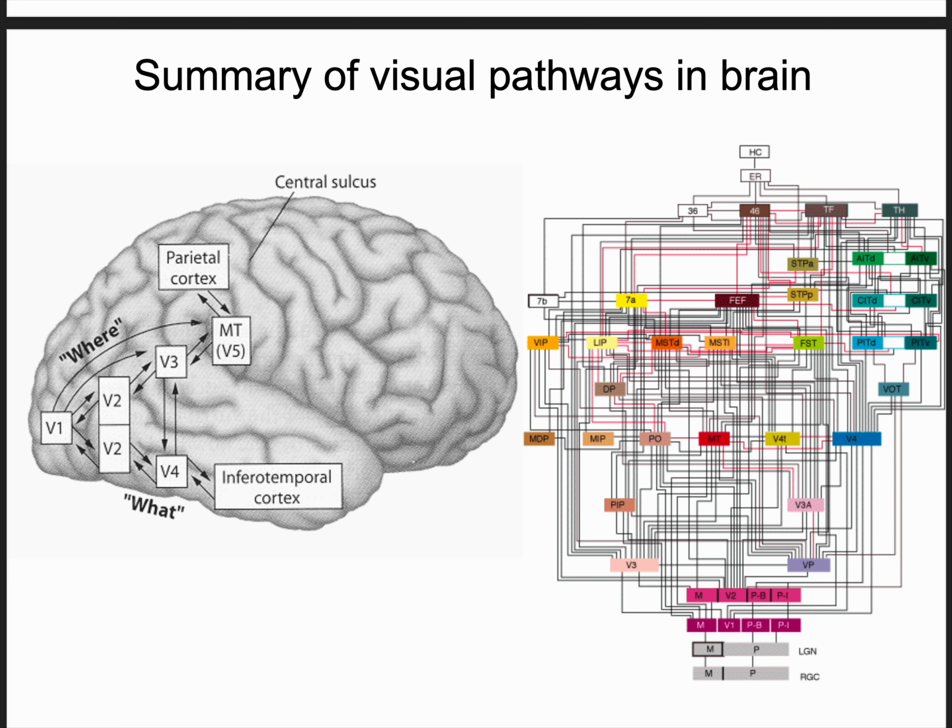Summary of visual pathways in the brain. Central sulcus, parietal cortex, MT, V5, V1, V2, V3, V4, inferotemporal cortex, what, where.